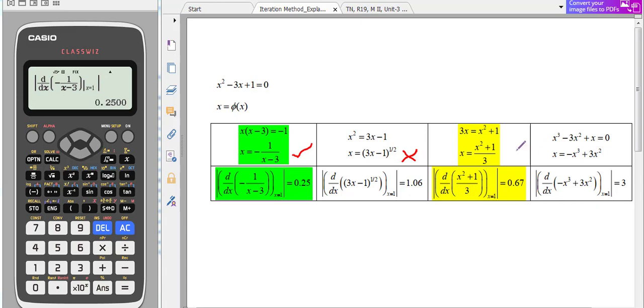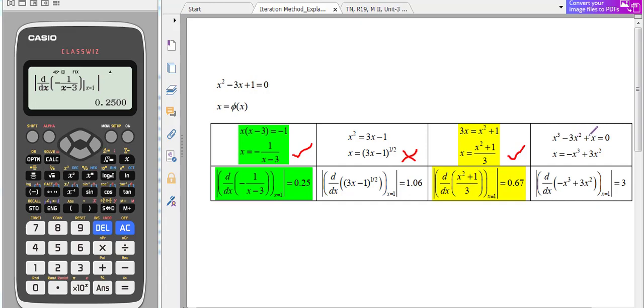And in the case of the next possibility, we kept 3x on one side and wrote the other terms on the other side, and hence x will be equal to (x square plus 1) by 3. Once again we got it in the form x is equal to phi of x, and for this phi of x the convergence condition value is 0.67, which is once again a value less than 1, and hence this relation x is equal to (x square plus 1) by 3 can be used for applying iteration method.